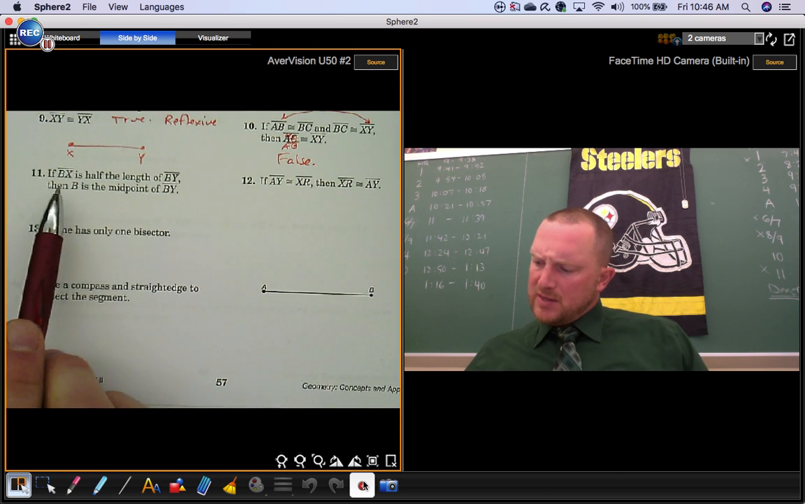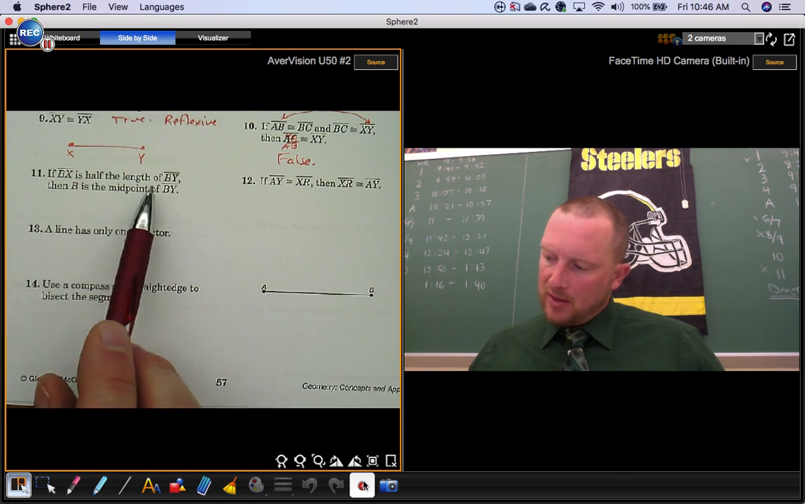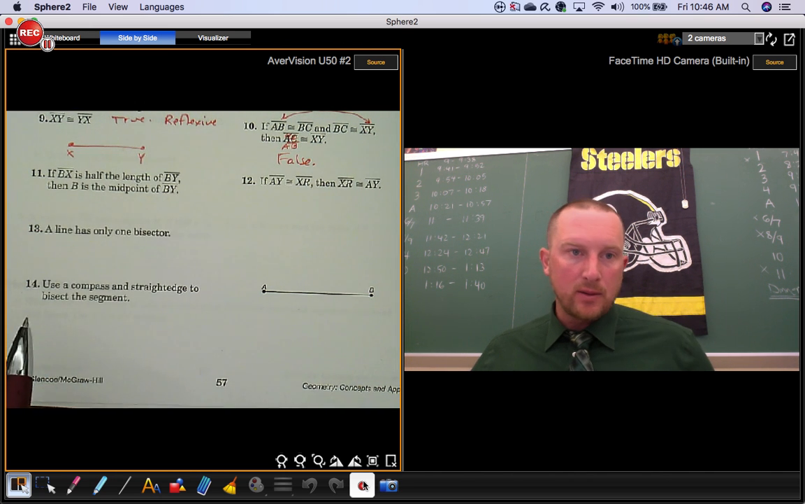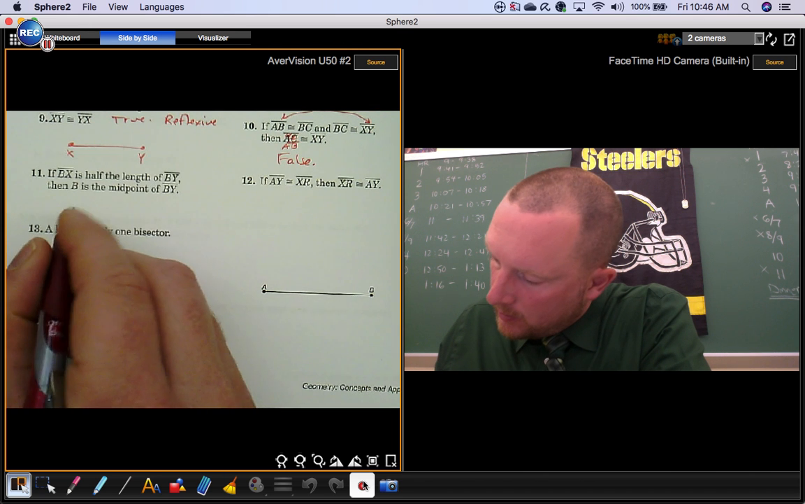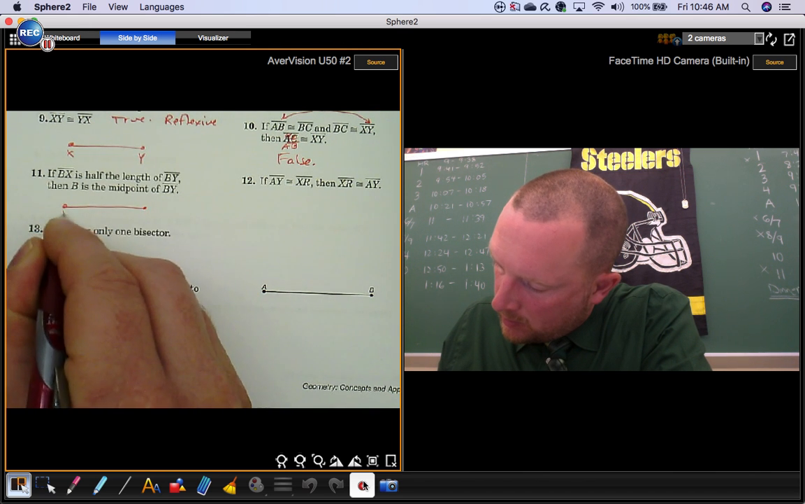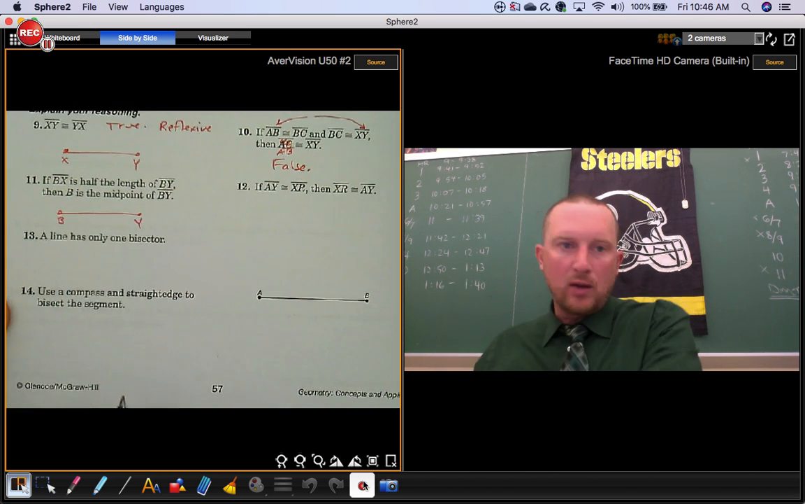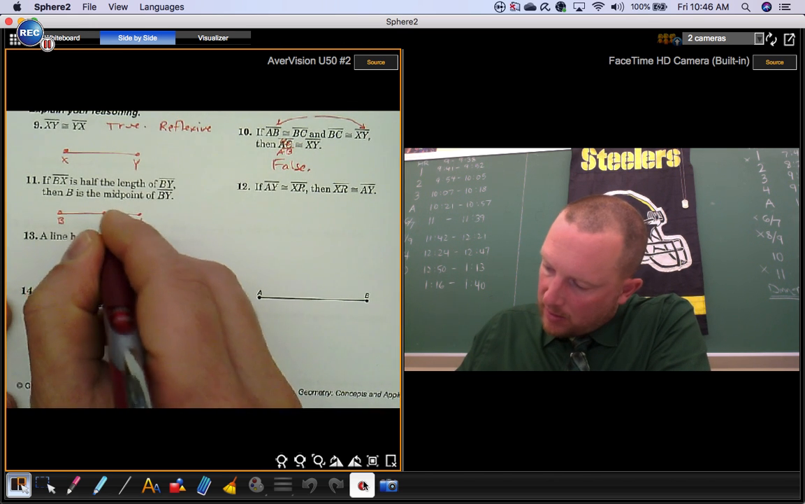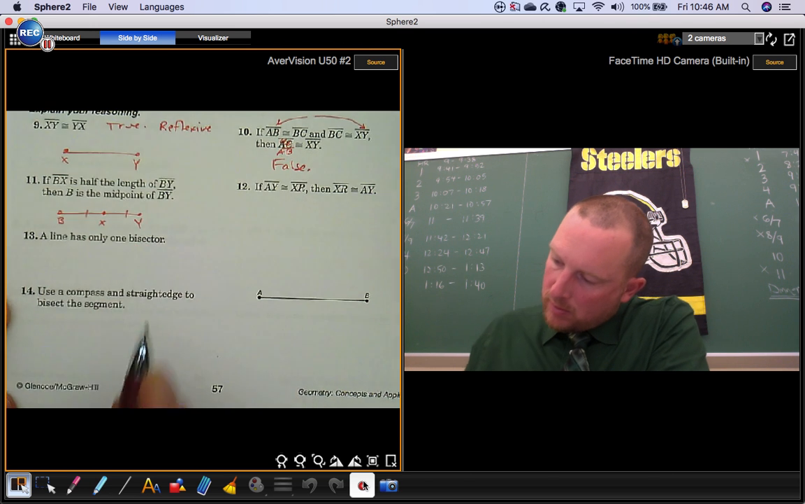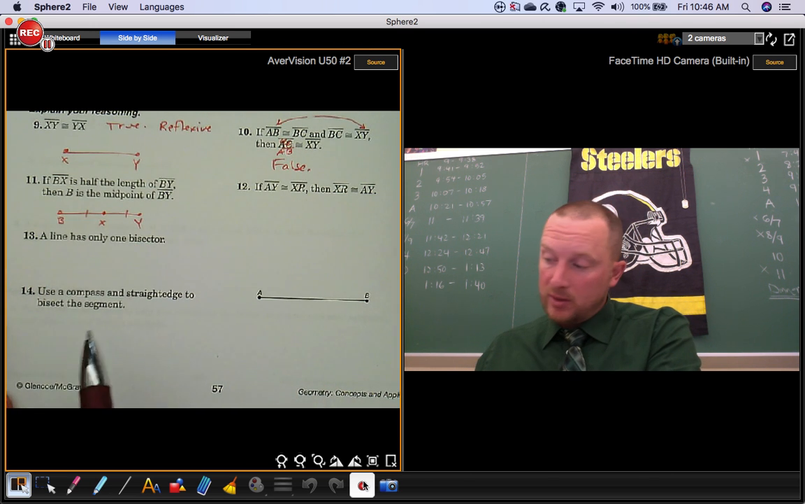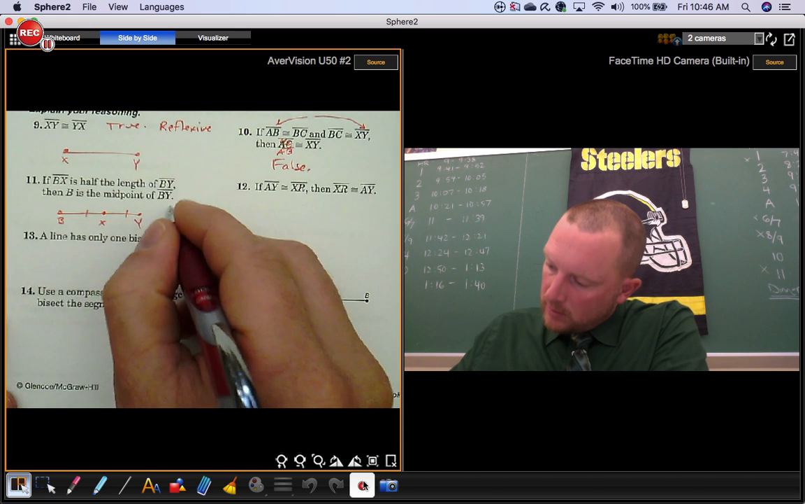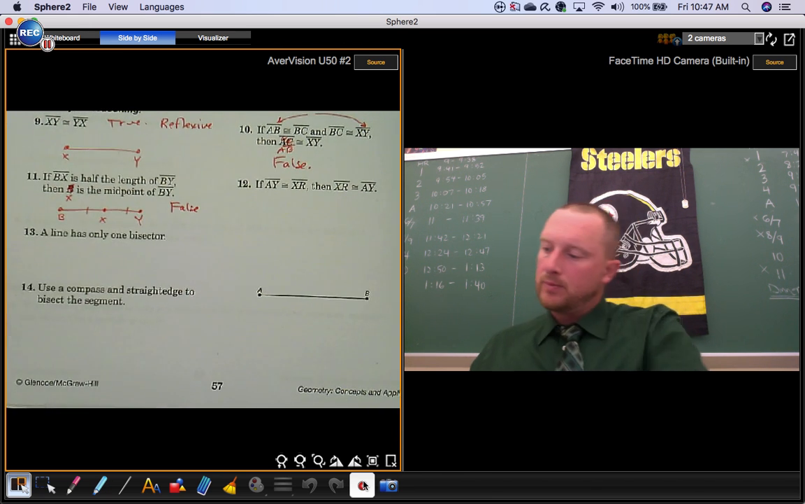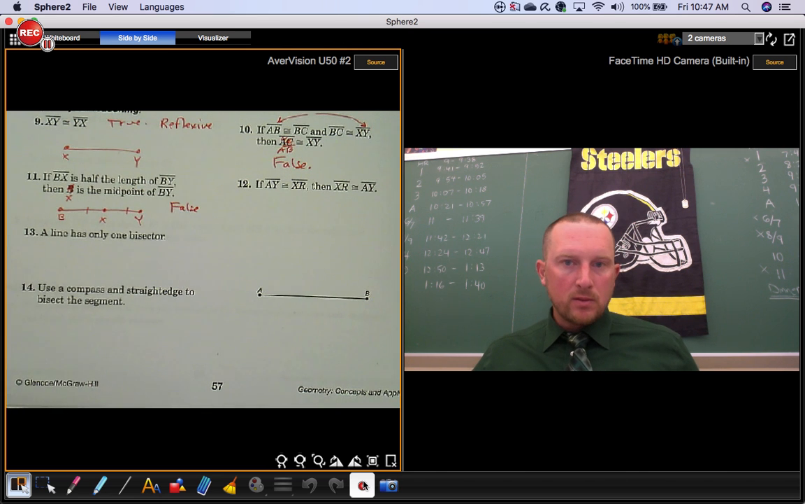Number 11, if segment BX is half the length of segment BY, then B is the midpoint of segment BY. Let's take a look at that. I'm just making a random segment and calling it segment BY. If segment BX is half of its length, then X is the midpoint, not B. B is an endpoint, so that's a good reason.